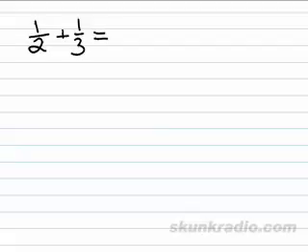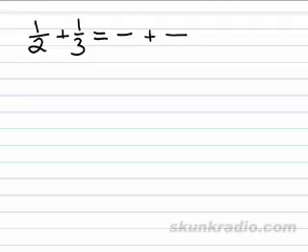Now the trick comes when you're trying to add two fractions together and you do not have the same number on the bottom of each one. So that would be like 1/2 plus 1/3. You cannot add these right away. You've got to find a common denominator for these two fractions. So I'm going to show you a technique.